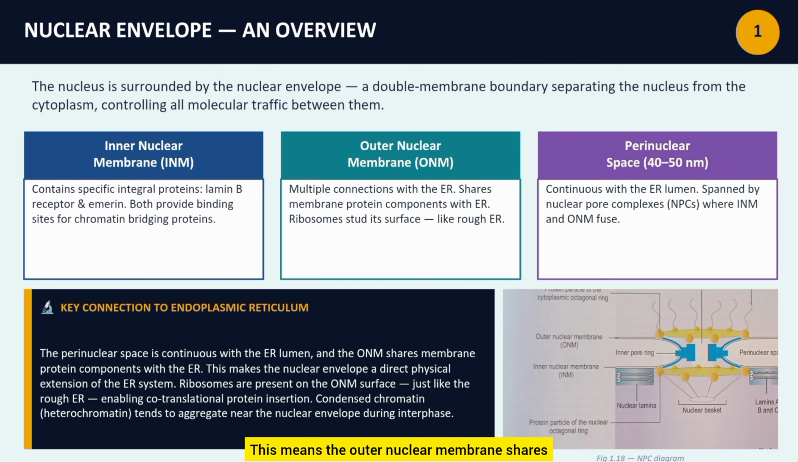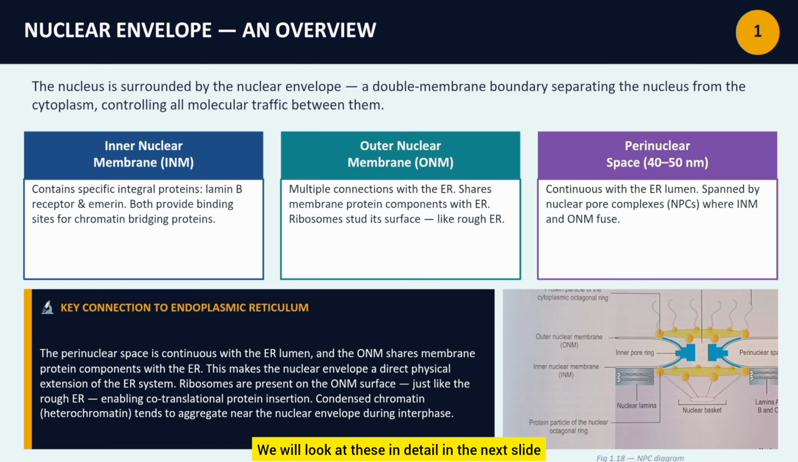This means the outer nuclear membrane shares its membrane protein components with the endoplasmic reticulum. And because of that, just like the rough endoplasmic reticulum, you'll find ribosomes studding the outer surface of the ONM. Now the inner nuclear membrane is a different story. It has its own unique set of integral membrane proteins. Two crucial ones are lamin B receptor and emerin. Both of these provide binding sites for chromatin bridging proteins.